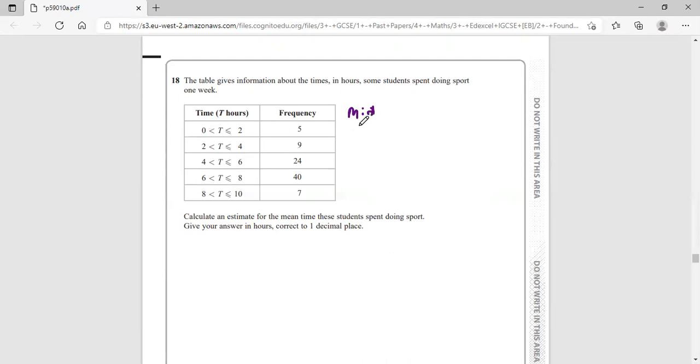So for this one, between 0 and 2, it's 1. Between 2 and 4, it's 3. Between 4 and 6 is 5. Between 6 and 8, it's 7. Between 8 and 10, it's 9. Okay. And then next, what we have to do is multiply the frequency times the midpoints. Okay. And then we'll divide by the total amount of students.